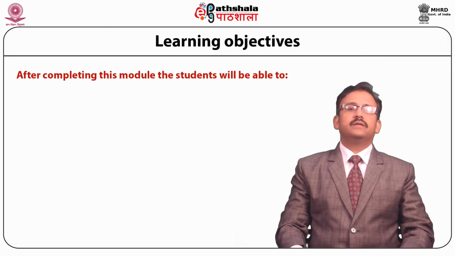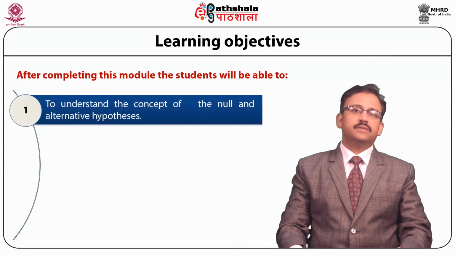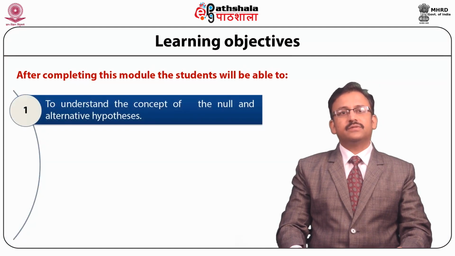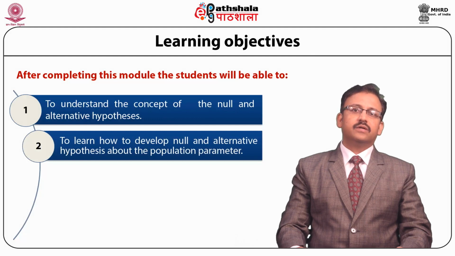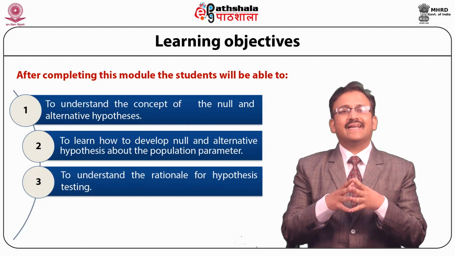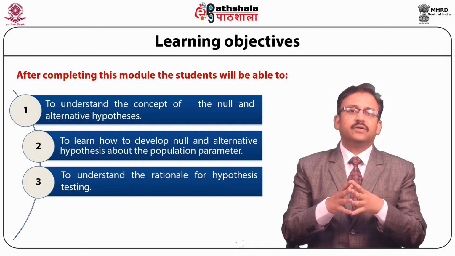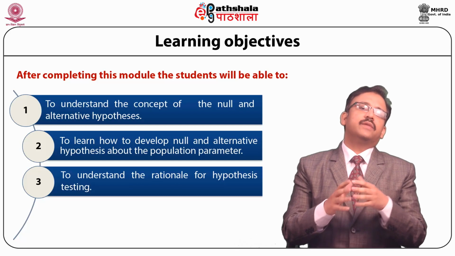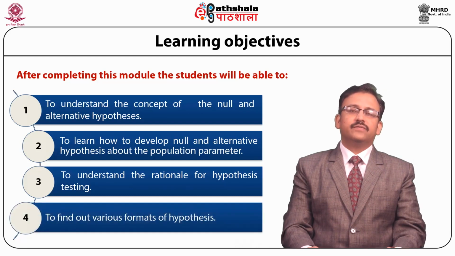Students, today we are going to talk on the module Hypothesis Testing, Developing Null and Alternative Hypothesis, under the paper Quantitative Techniques for Management Decisions. After the completion of this module, the students are expected to understand the concept of the null and the alternative hypothesis. They should also be able to understand how they are going to develop the null and alternative hypothesis about the population parameter. Now, the rationale for the hypothesis, what is it? It should also be clarified to you once you have completed this particular module. Under this module, students, we are also going to discuss the various formats of the hypothesis.